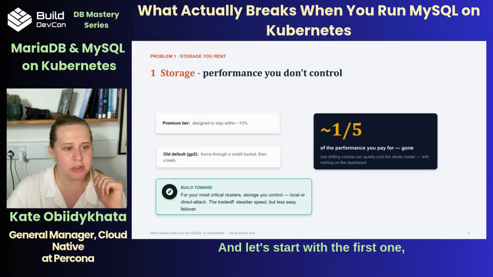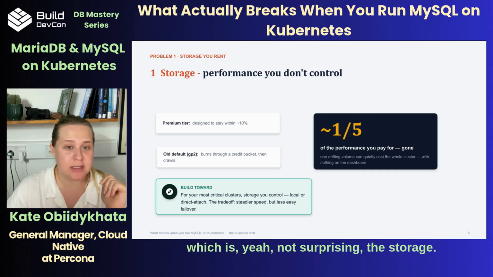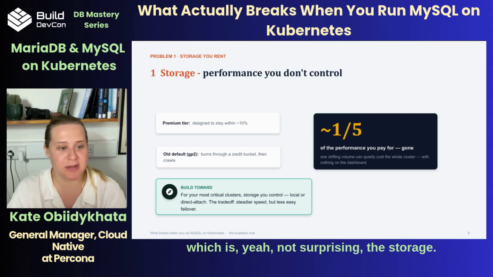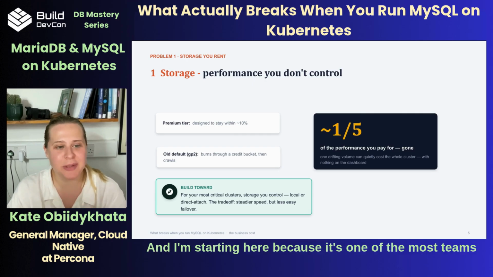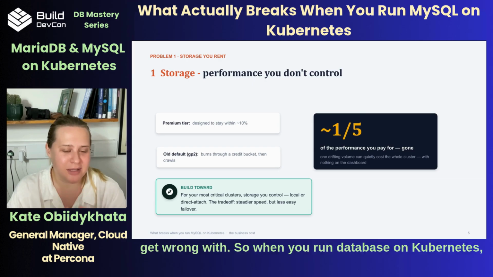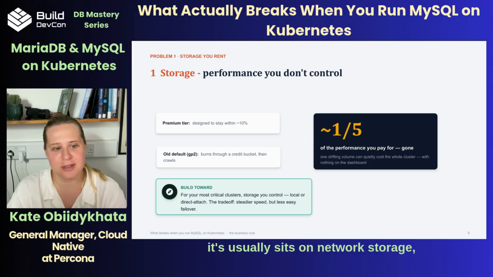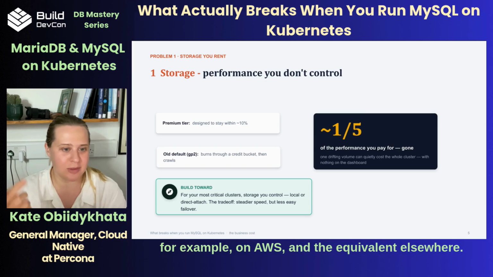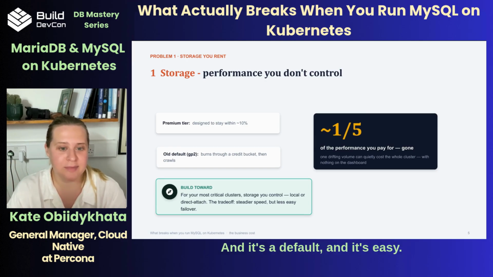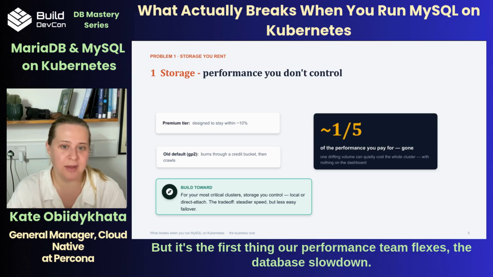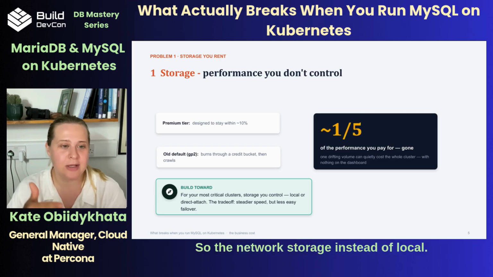Let's start with the first one, which is not surprising: storage. I'm starting here because it's one of the things most teams get wrong. When you run a database on Kubernetes, it usually sits on network storage, for example EBS on AWS and the equivalent elsewhere. It's the default and it's easy, but it's the first thing our performance team flags when there is a database slowdown: network storage instead of local.